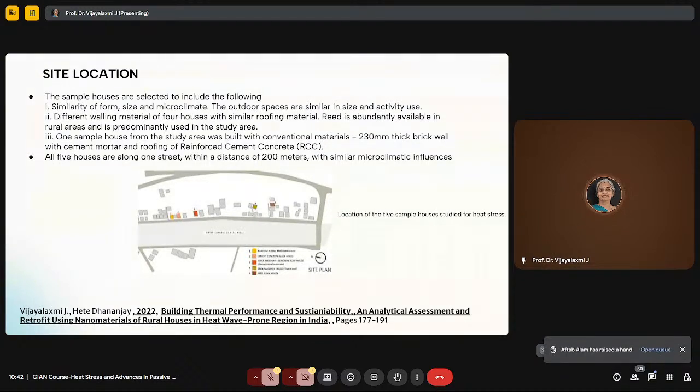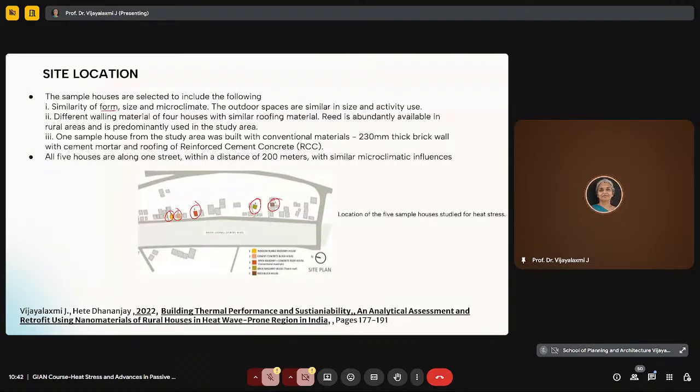Now these sample houses were selected on this basis. The houses should be of similar form, similar size, similar microclimate, and the outdoor spaces should also be similar and the activity use should be similar.